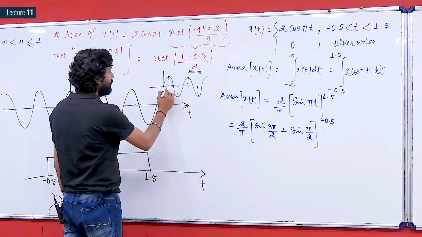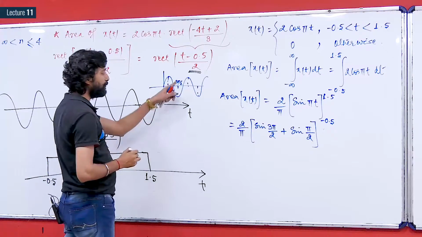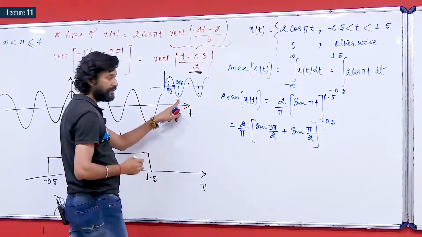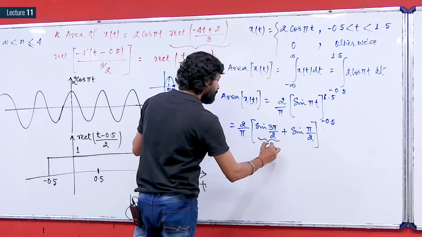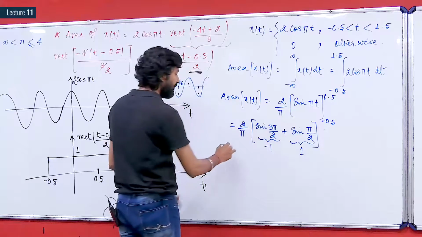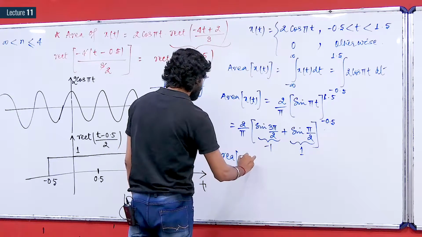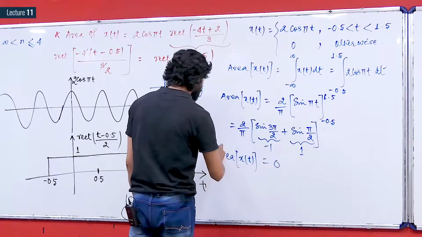So it is plus 1 at pi by 2, it is 0 at 2 pi by 2, and it is minus 1 at 3 pi by 2. So at 3 pi by 2, the value of sine is going to be minus 1, and sin pi by 2 is 1. So minus 1 plus 1, what is the value? It is 0. So the area under this function x of t is what? 0.